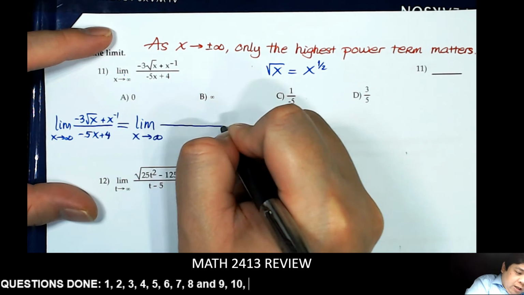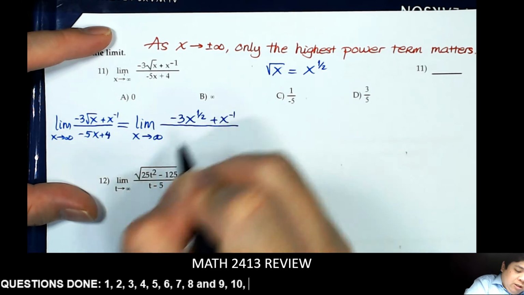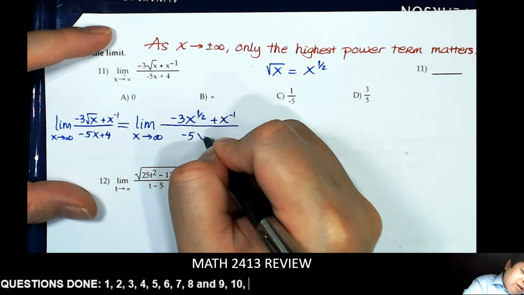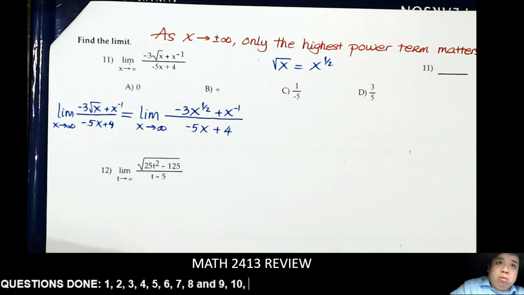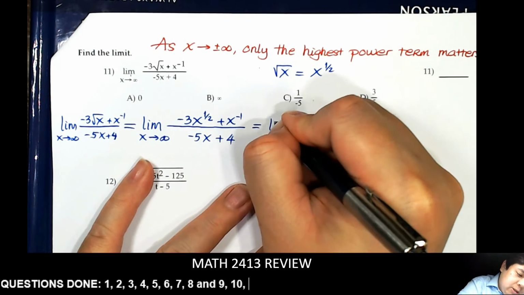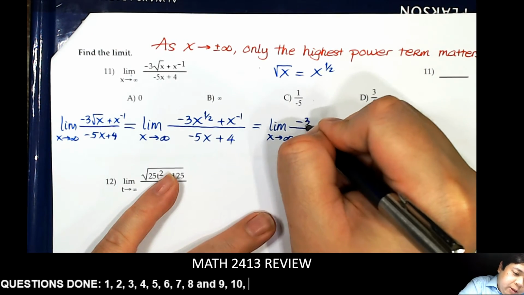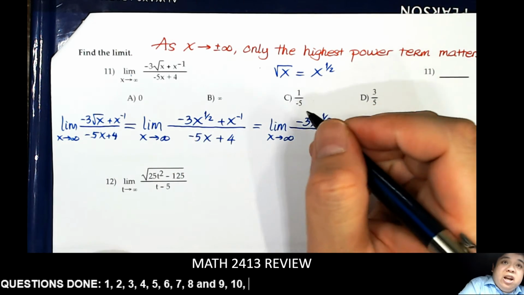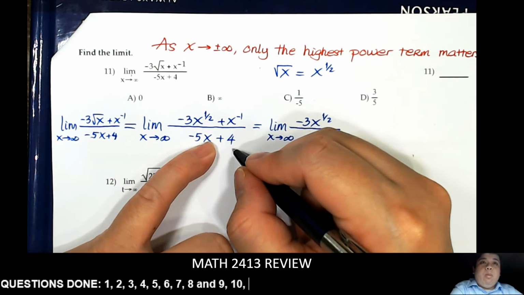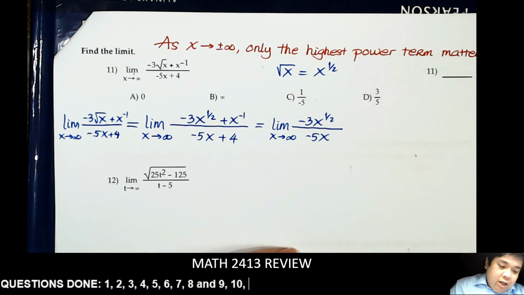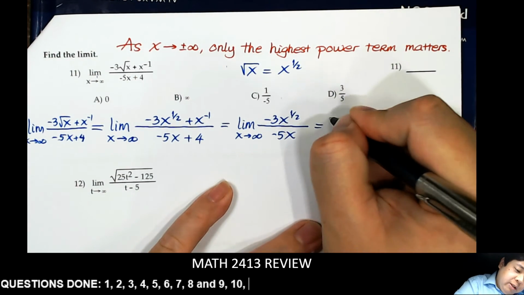Right, first, let's rewrite this as the 1/2 power. And we'll take the highest power on the top and the highest power at the bottom. So 1/2 is bigger than negative 1, and the bottom has x to the first power. 4 has no power, so power 0 here. Alright, simplify. Negative 3 and negative 5, so that's 3 over 5.